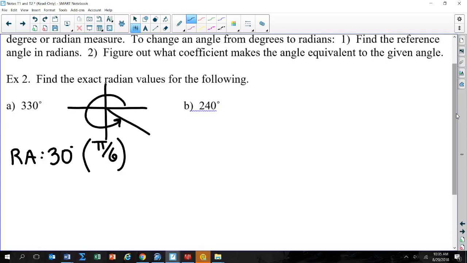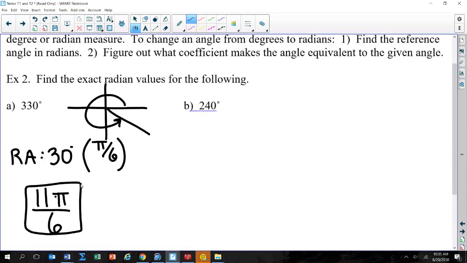What would you have to multiply 30 by in order to get 330? 11, excellent. 11 times 30 is 330. Or I could say 11 times pi over 6. So 11 times 30, or pi over 6, would be equivalent to 330. That would be what the original angle is equivalent to. Okay, let's do the same thing for 240. 240 degrees.